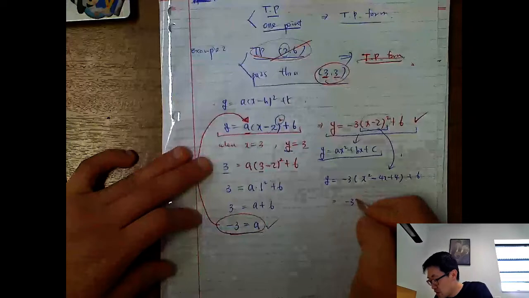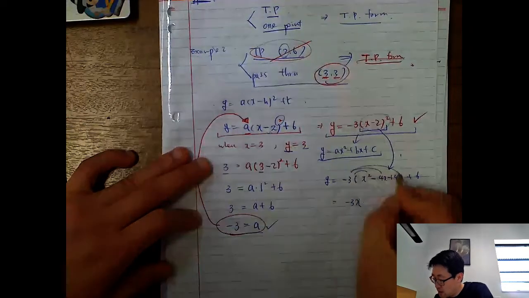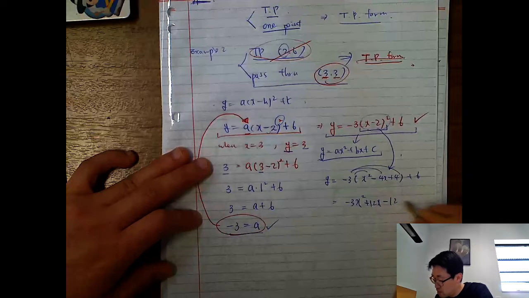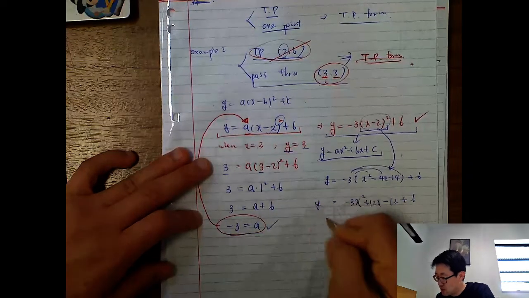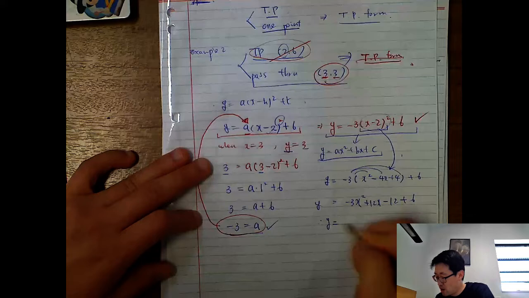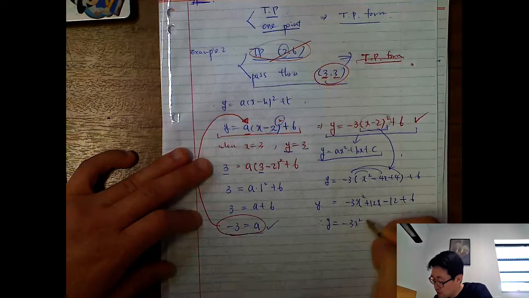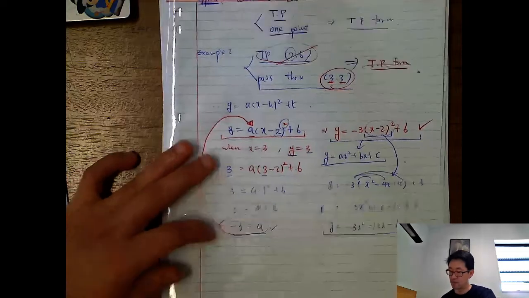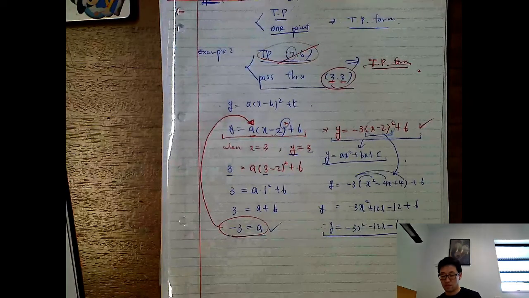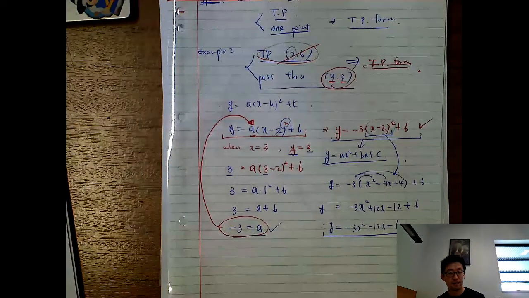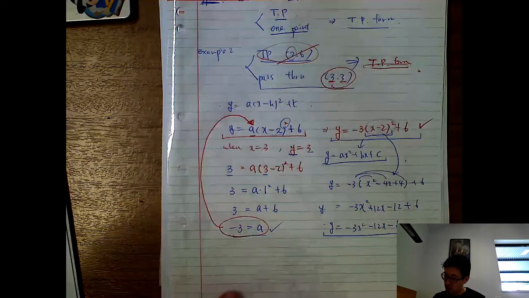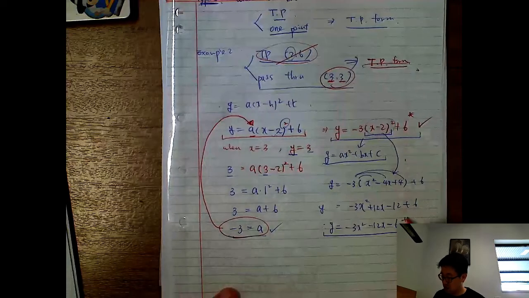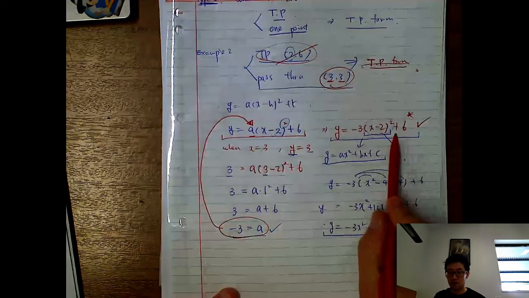Equals minus 3. Now I expand everything. Plus 12x minus 12 plus 6. Therefore, y equals minus 3x squared minus 12x minus 6. That makes sense? Yeah. So, either way, you can write this or that. Usually, you can finish there.